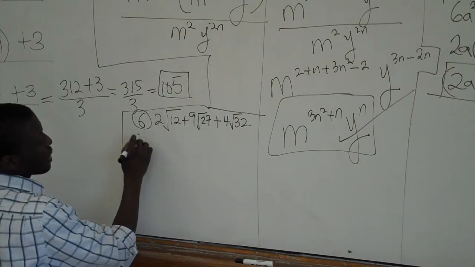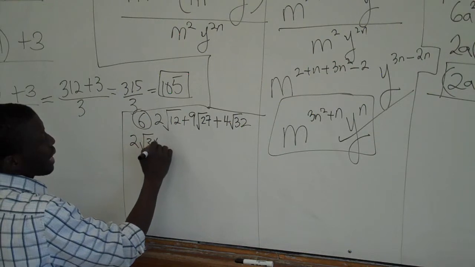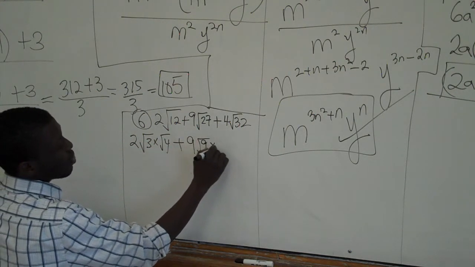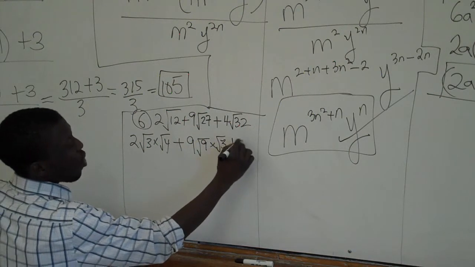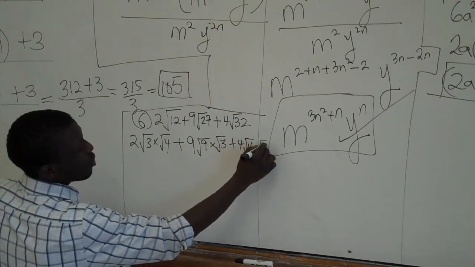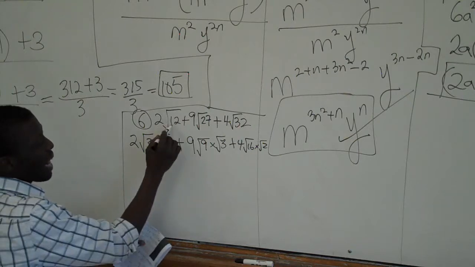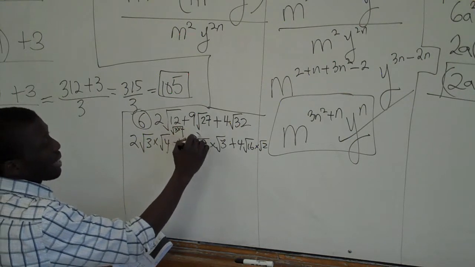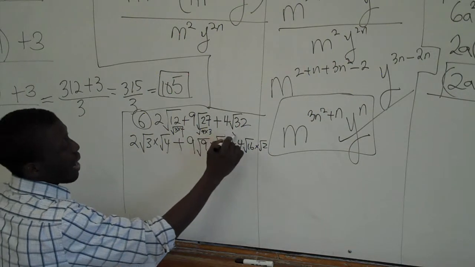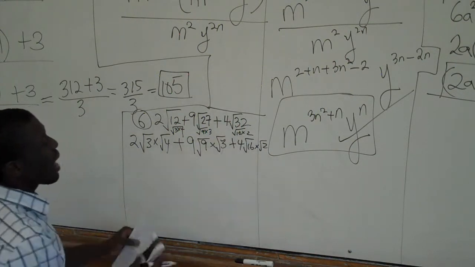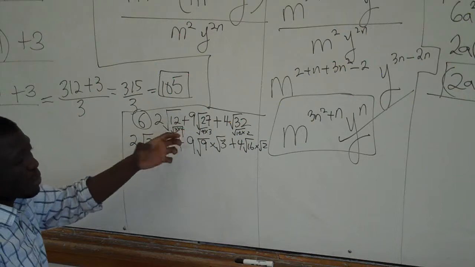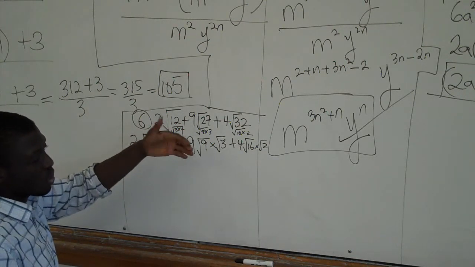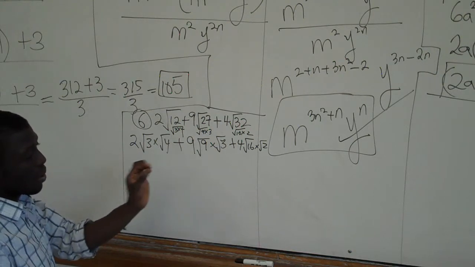2 square root of 12 is the same thing as 2 square root of 3 times square root of 4, plus 9 square root of 9 times square root of 3, plus 4 square root of 16 times square root of 2. These things started out as in the bracket. You could rewrite it as 3 times 4. You can write this as 9 times 3. And you can write this as 16 times 2. The reason why you need to do that is because you'll be able to simplify the perfect squares. The ones that have a perfect square root, or that will give you a number by itself.